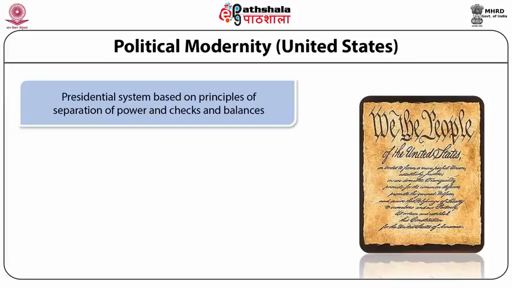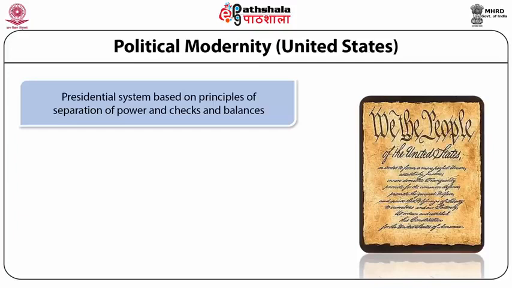Separation of power was primarily based on the principle of structural differentiation, which meant that the Constitution would assign a specific set of powers and responsibilities to the three major institutions of the government, that's legislature, executive and the judiciary. So they would have their own areas of jurisdiction.